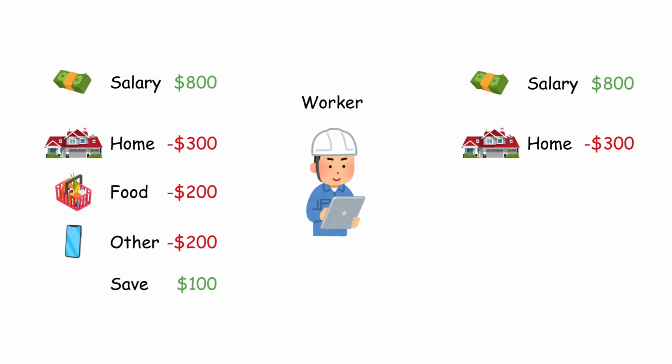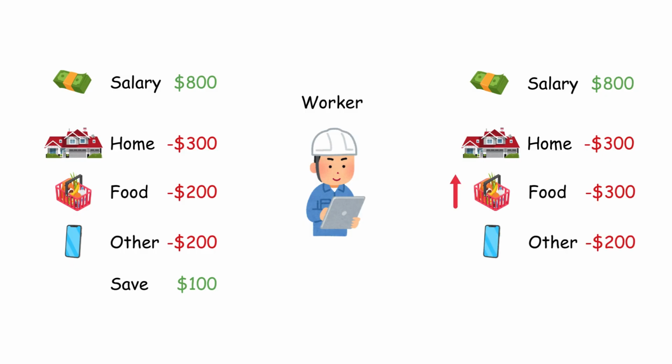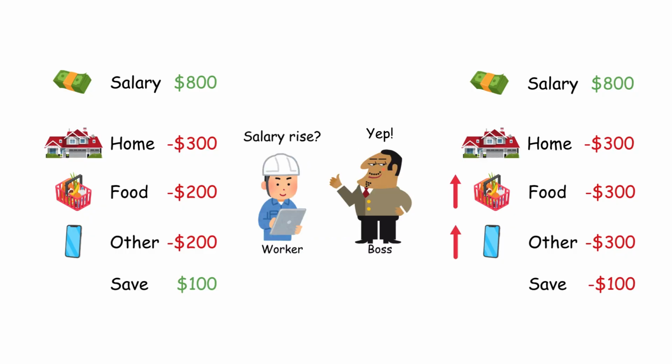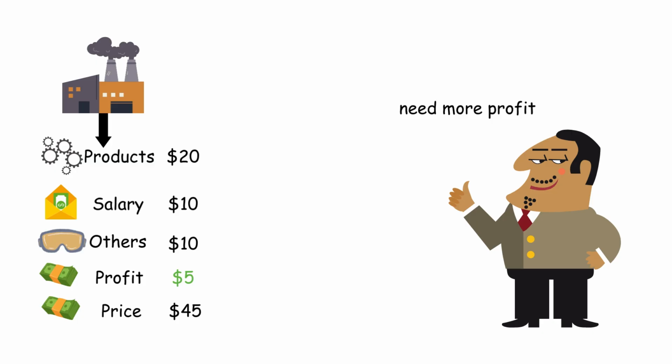But if food prices go up by $100 while his salary stays the same, he won't be able to save anything that month. And if other expenses go up, he won't be able to cover all of his basic needs. Analyzing the situation, the worker asks management for a raise to $1,000. He's satisfied with the increase, but how does this affect the company? The boss realizes that the company's expenses have gone up, and he doesn't want to lose profit. As a result, he raises the final price of the product.